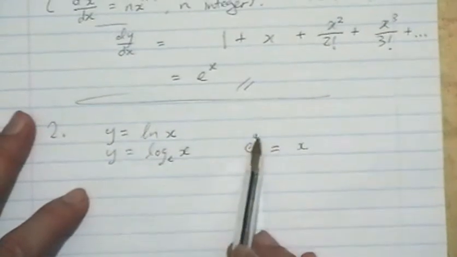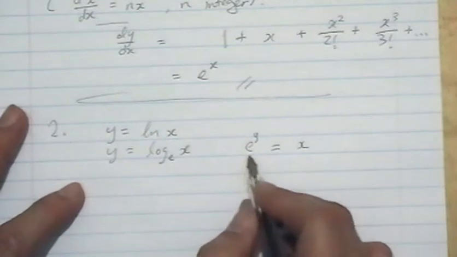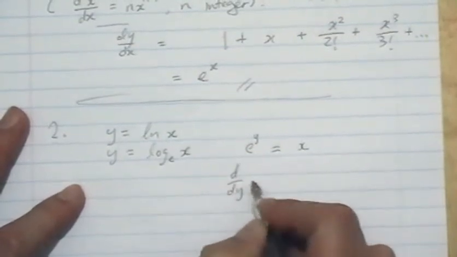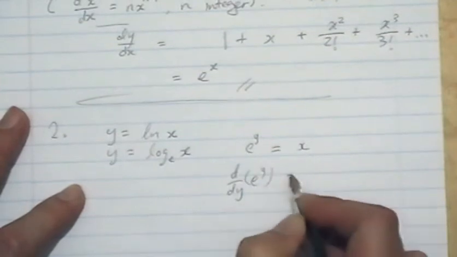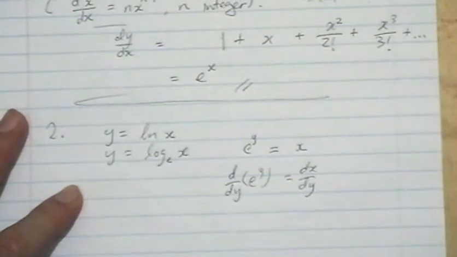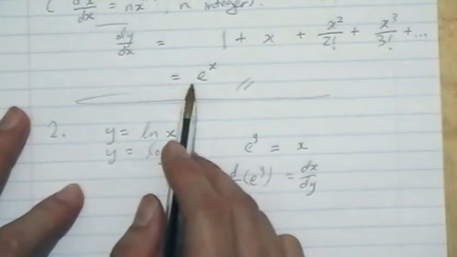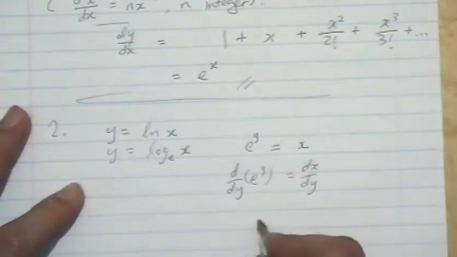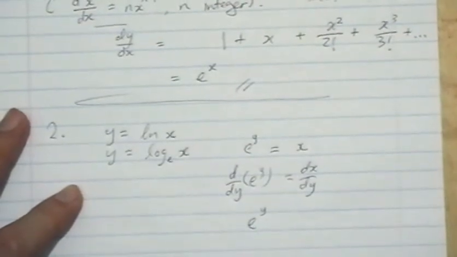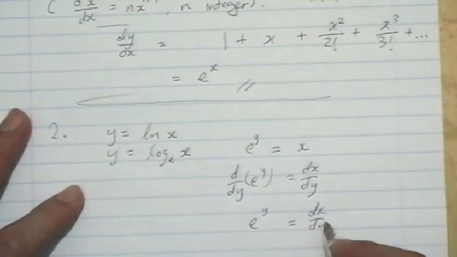Now I have e to the power of y instead, down here. But let me differentiate with respect to y on both sides. So d by dy of e to the power of y is equal to dx by dy. From the previous result, I know that this should still be e to the power of y, and that's dx by dy.